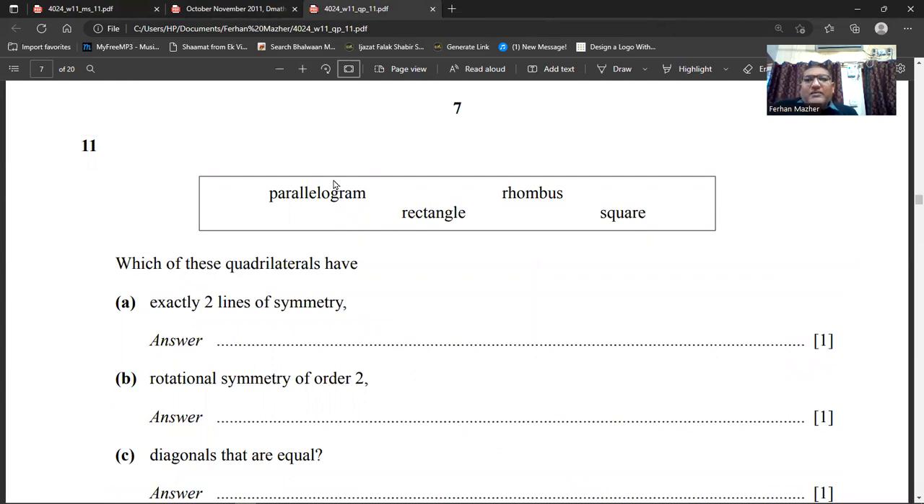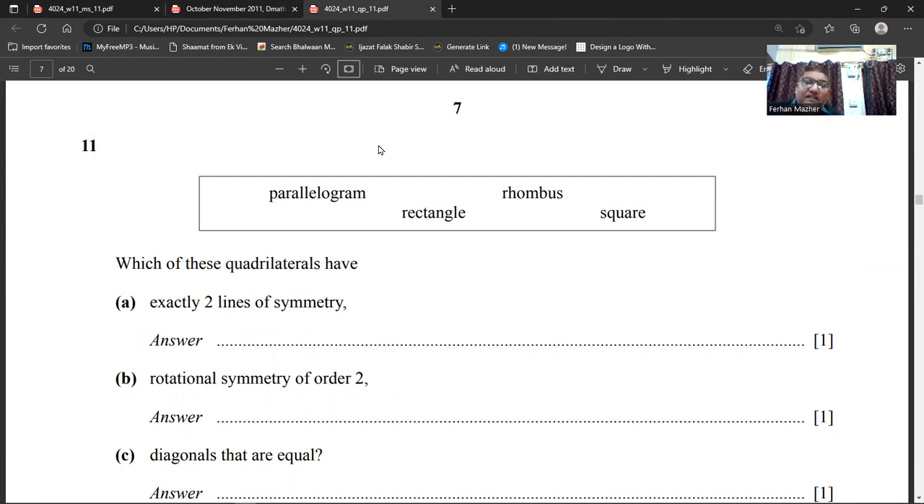Question number 11 coming up on your screen. Here we have some names of quadrilaterals given: parallelogram, rectangle, rhombus, square. Which of these quadrilaterals have exactly 2 lines of symmetry? So the rectangle has 2 lines of symmetry and the rhombus also has 2 lines of symmetry. Square will have more than 2 lines of symmetry. So I think rectangle and the rhombus have 2 lines of symmetry.